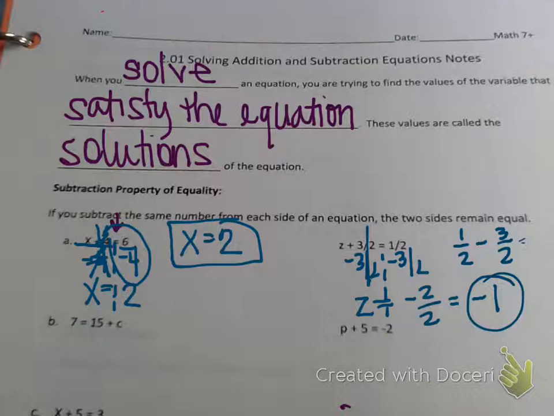Take a look at b. I have my equal sign here. I want to know what c equals. So to get rid of 15, I subtract 15, and I have negative 8 equals c. And here I want to know what p equals. So I subtract 5. Negative 2 and negative 5 make negative 7.